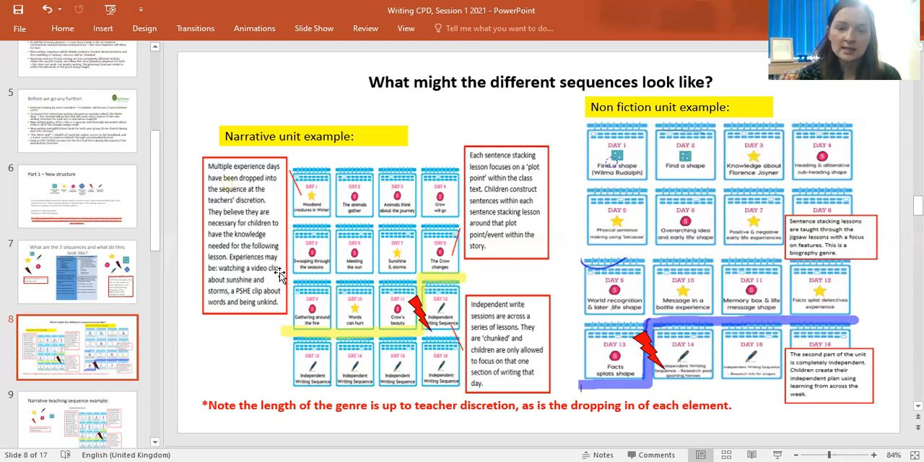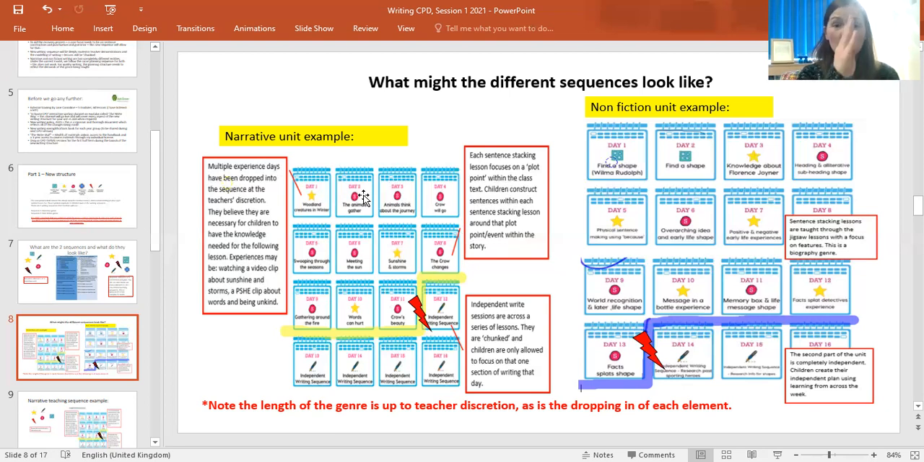So experience days and sentence stacking days, you can see there, the reason it's been highlighted is because all of that top part of the sequence is heavily modelled and guided by the class teacher. Okay, you've then got your lightning strike in, which indicates at that point children are going to use all of those lessons to piece it together into a practice write. And what the magic about this is, because you've focused and zoned in on those areas of the genre that you want children to write about in your sentence stacking lessons, children are so much better equipped to do that practice write.